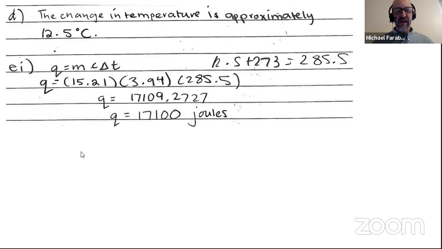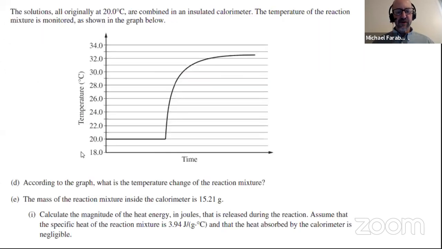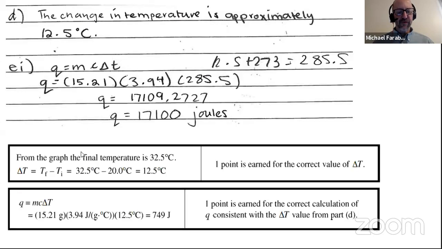So think about what they did wrong and what they did right. Well, I like their delta T. I think 32.5 is a good estimate of the final temperature. So 32.5 minus 20 is 12.5. I'm not really sure why they converted Celsius to Kelvin. Maybe they were just programmed from doing that with ideal gas law calculations.